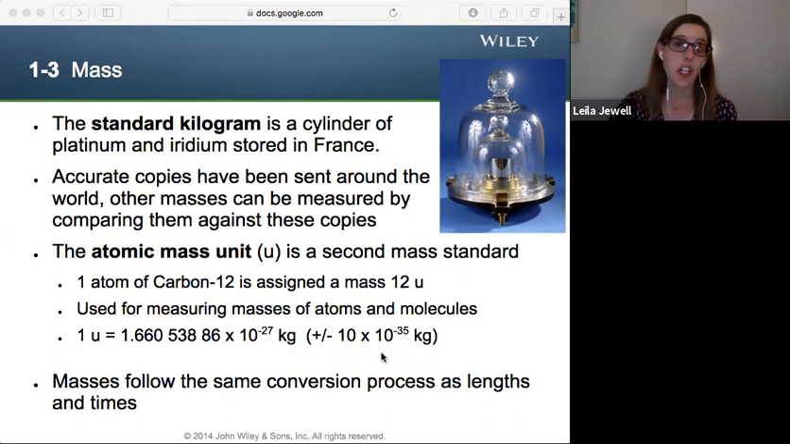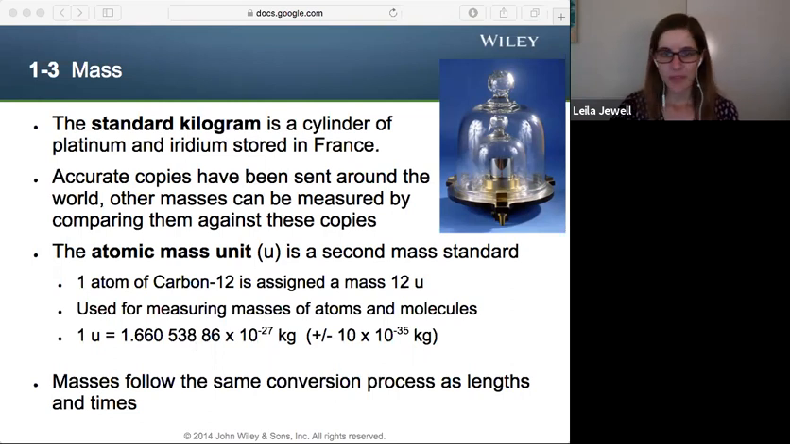So this is showing the uncertainty in this conversion factor, that it's known to very good precision, which is quite impressive. Finally, masses are going to follow the same conversion process as lengths and time, so we can treat them as algebraic quantities and cancel them out, which is great.